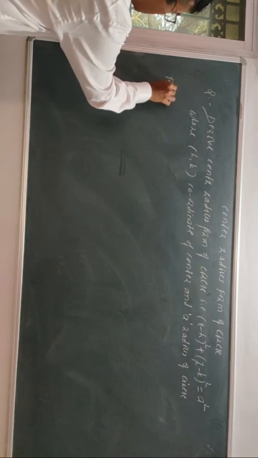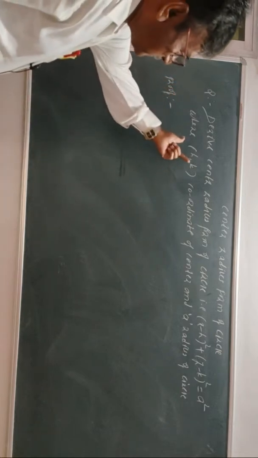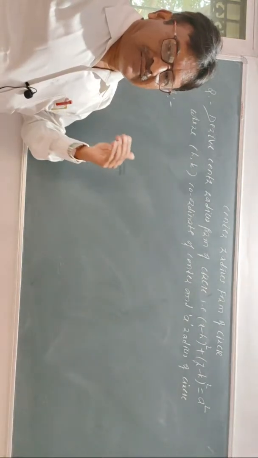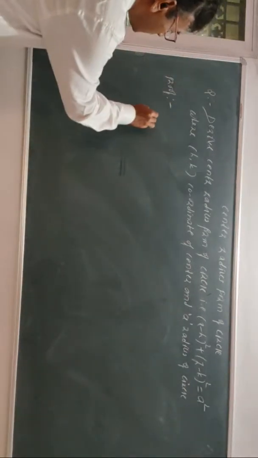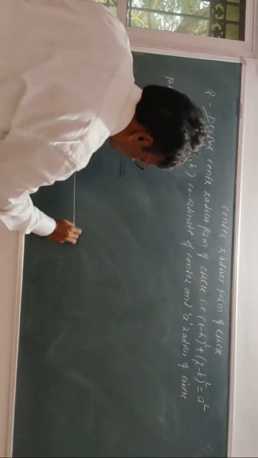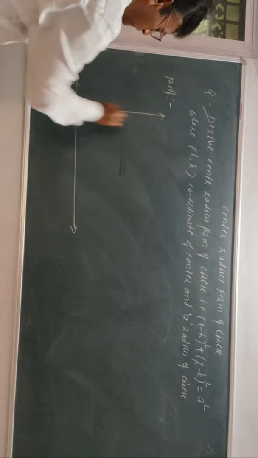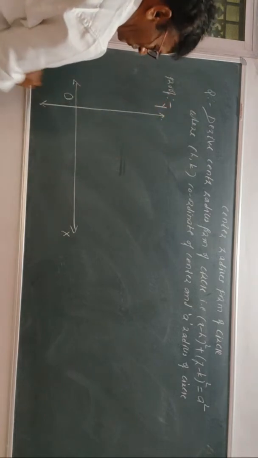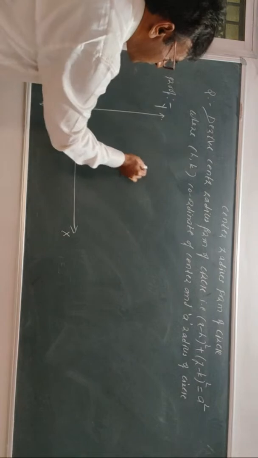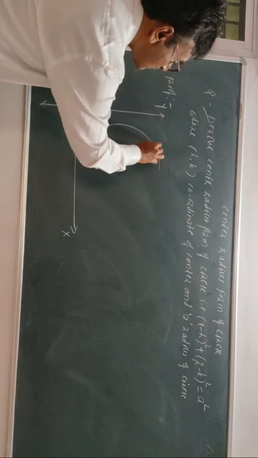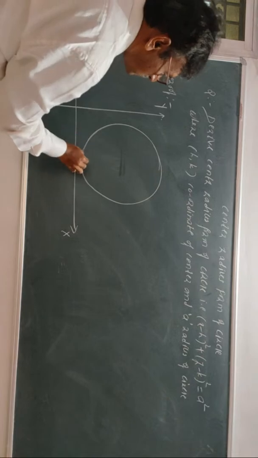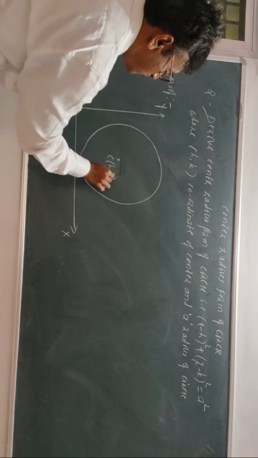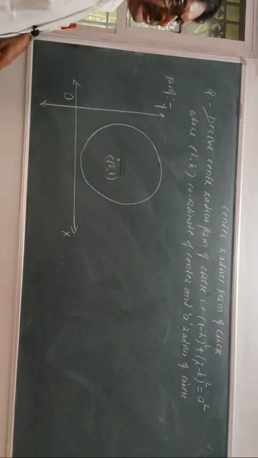Prove. Coordinates of center (h, k), both x and y coordinates are positive, therefore our figure lies in the first quadrant. So we draw the first quadrant. This is the first quadrant, x axis, y axis, origin O. Then we draw the circle with center at C (h, k). This is the circle with center at C, coordinate of center (h, k).